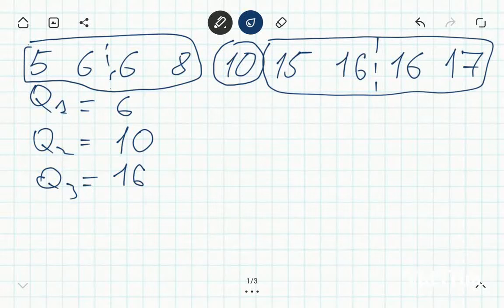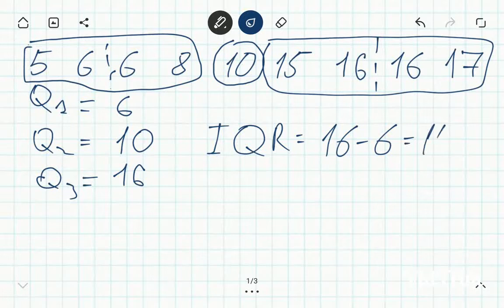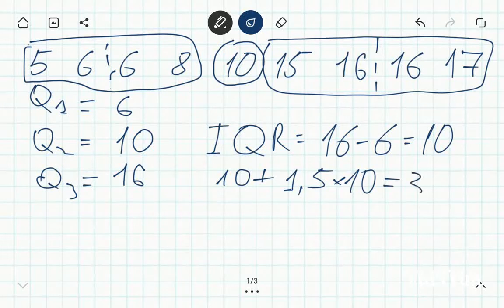Alright, now I'll go forth and find the interquartile range. In our case it's 16 minus 6, which is 10. Now I can find the boundaries. So 16 plus 1.5 times 10, or 16 plus 15, and it will be just 31. And I can do the same with a minus, so 6 minus 1.5 times 10, which is minus 9.